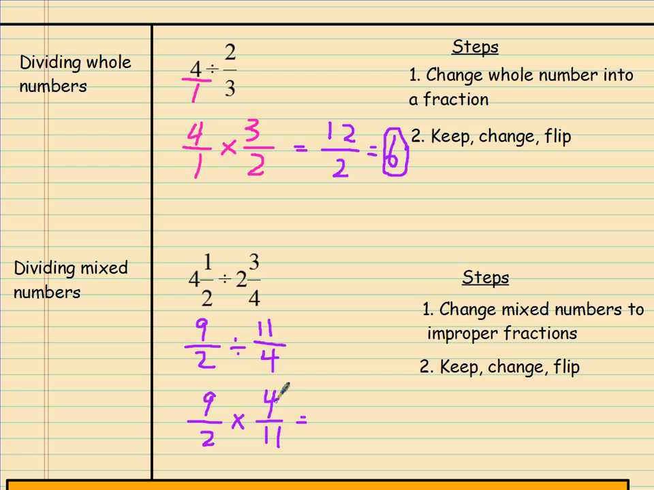We have numbers that actually can be simplified. 4 and then 2. We could divide both those by 2. So 4 divided by 2 is 2. 2 divided by 2 is 1. Now we have 9 times 2 is 18. And 1 times 11 is 11. This is an improper fraction. Let's change that into a mixed number. We have 1 whole, remainder 7 over 11. This is our answer.